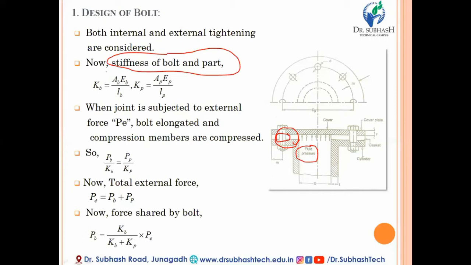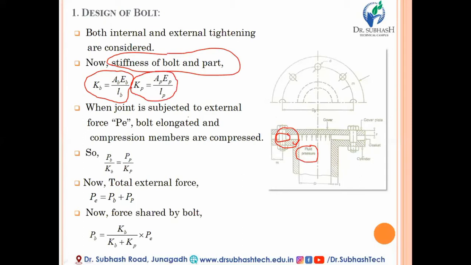Now, the first step is to calculate the stiffness of the bolt, using the very famous equation for the stiffness of any machine component. It is simply the ratio of area times Young's modulus upon length. So if you are finding the stiffness of the bolt, it becomes K_B equals A_B into E_B upon L_B. Similarly, you can calculate the stiffness of the assembled part.